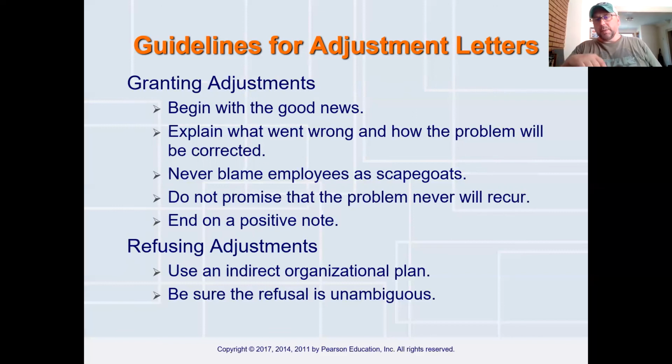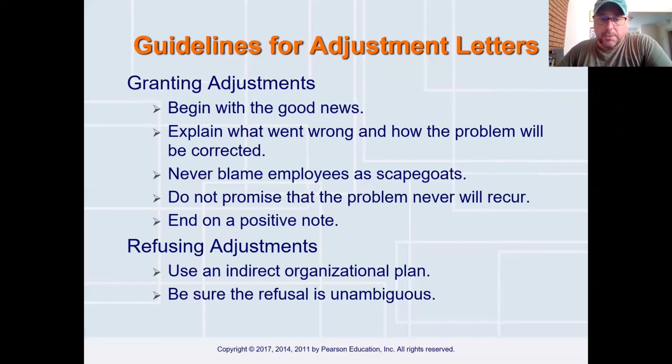Do not promise that the problem will never recur either, because chances are it will. We live in a real world. People make mistakes. Mistakes happen, and mistakes will happen several times in a row. It just happens. So be realistic. Don't go on there and say, I promise this will never happen again. Just don't mention it. And end on a positive note. You want to leave them with something positive and not something where you are just an absolute screw-up.